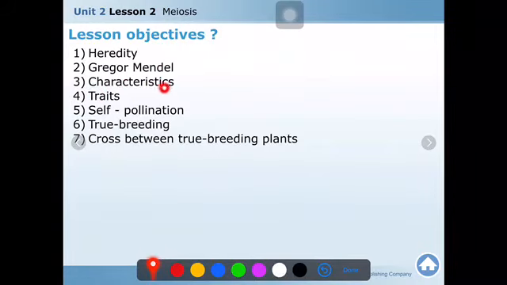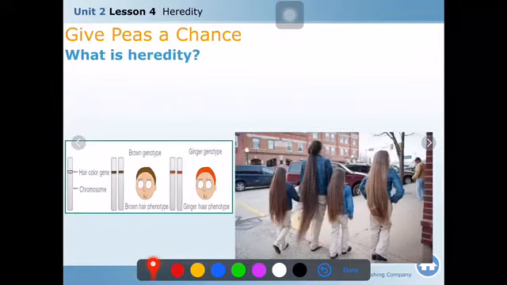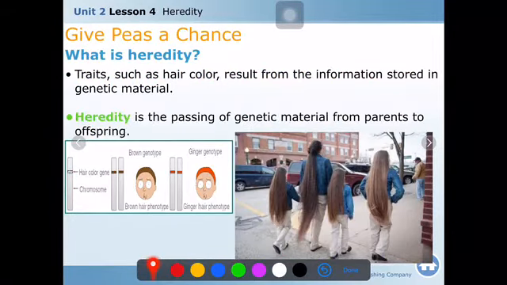And characteristics. What are they? What are traits in the species? What is self-pollination? What is true breeding? And what happens if two true breeding plants cross each other? What will happen? Now, one by one, we will see. First of all, what is heredity?